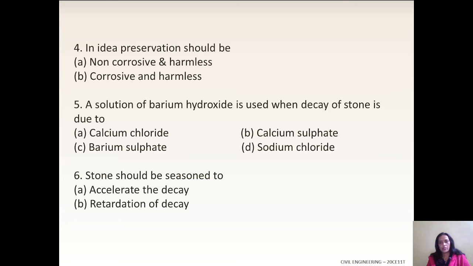Barium hydroxide can be used when the decay is due to calcium sulfate. It forms calcium hydroxide and barium sulfate. That calcium hydroxide is converted into calcium carbonate, which is insoluble and acts as a protective layer, which prevents the ingress of air and atmospheric agents, as we have discussed.